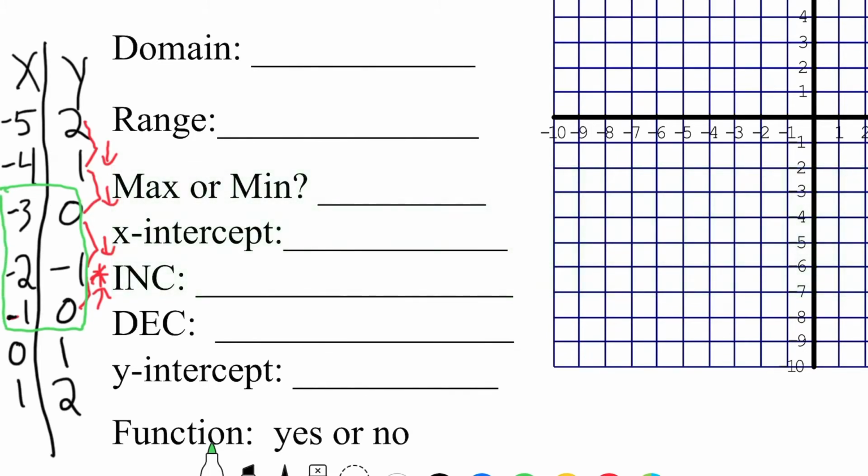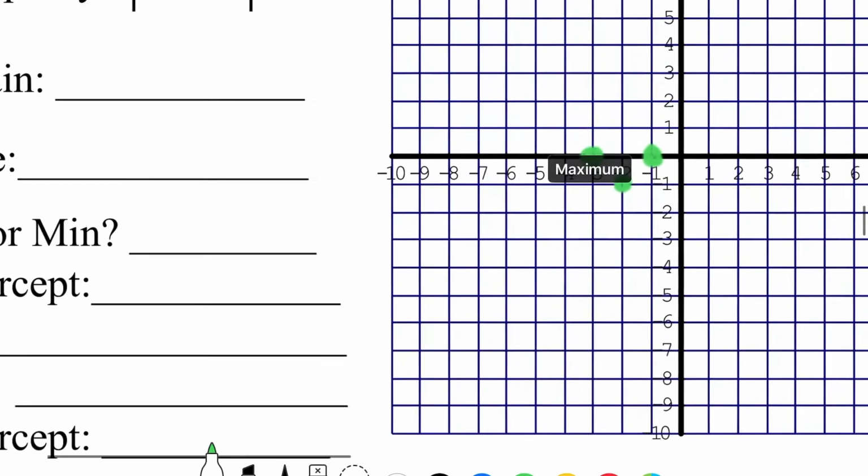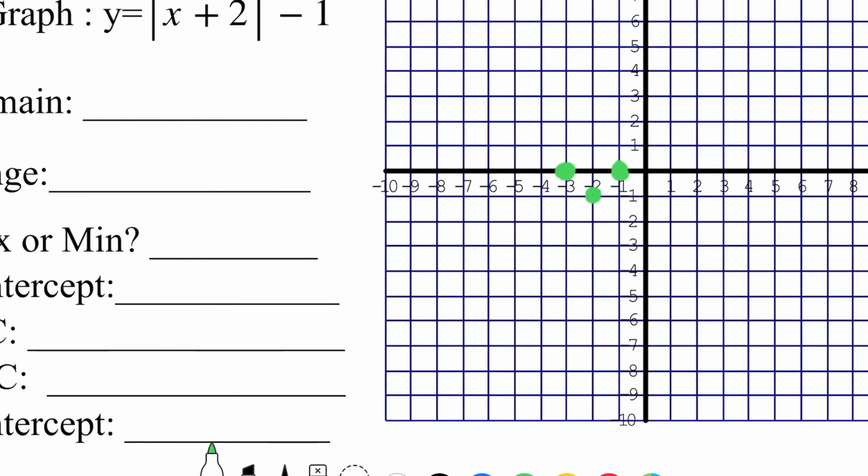So I'm going to graph that on my graph. I have (-3, 0), so left 3. Then I have (-2, -1), so left 3, down 1. And then I have (-1, 0), so left 1. So there's my graph. Now, on my answer key for any assessment, I'm going to have multiple points so I can check your points if you chose another 3 points. Then I'm going to connect these and extend it so I can look at my full graph. And it's going to look like a V.